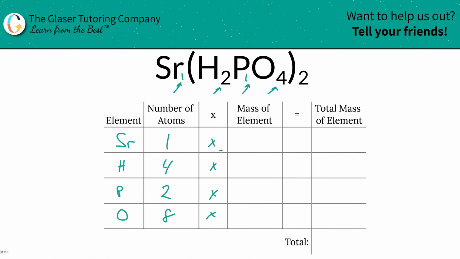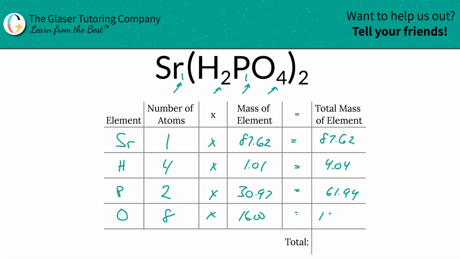So let's write that in. So we have here 87.62. Hydrogen is going to be 1.01, phosphorus is 30.97, and then oxygen was 16. Then what you're going to do is find the total mass of each element now in the compound by simply multiplying this row across. So this is 87.62 for strontium, hydrogen is going to be 4.04, phosphorus is going to be 61.94, and oxygen is 128. I don't really know why I wrote 180.